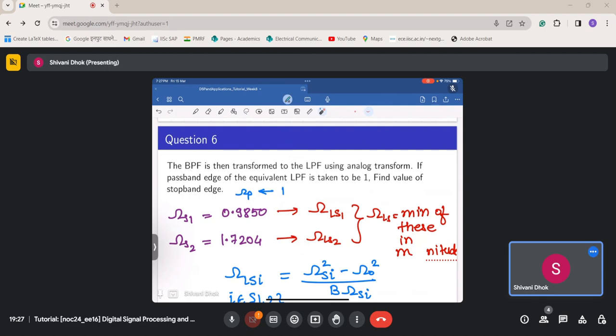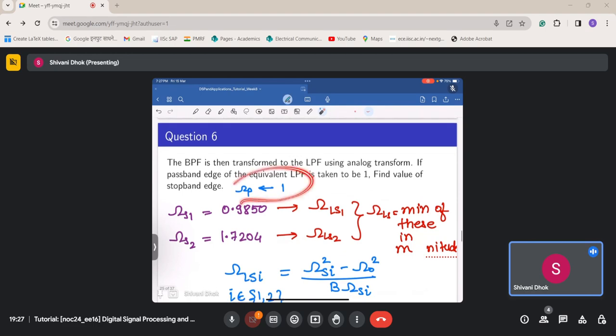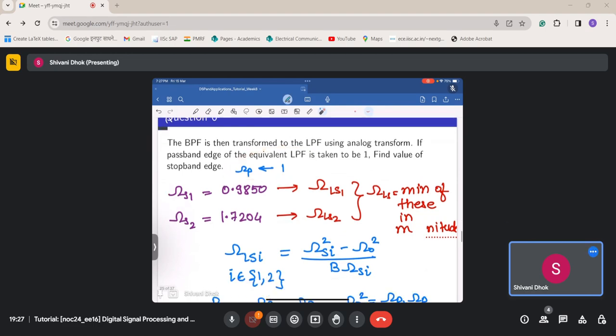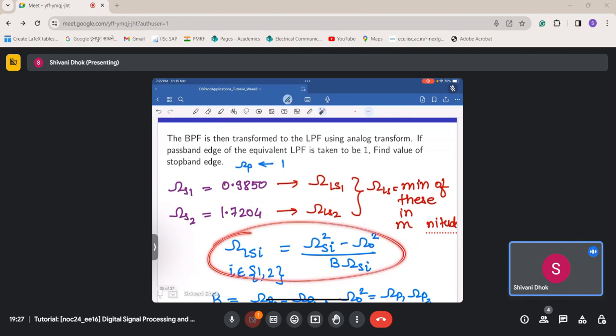So for that, for our given case, we had a mapping of omega p to 1, and since it was a band pass filter, that mapping is given in this form. Now we want a low pass filter, and a low pass filter has a single stop band edge, but this band pass filter will give me two stop band edges. So which one should we choose? We want to design a good filter, so we should choose that particular cutoff frequency which will give us a tighter constraint. So tighter constraint means we should go for a lower side of stop band edge.